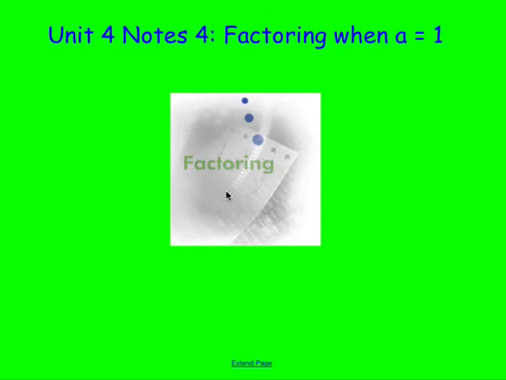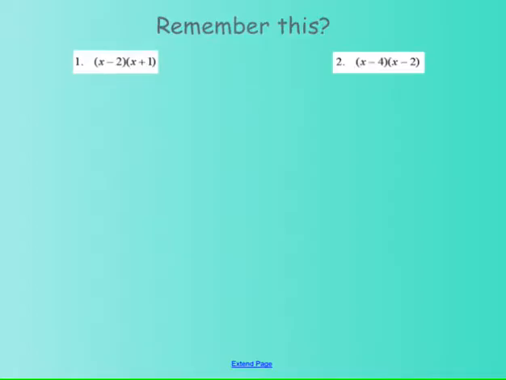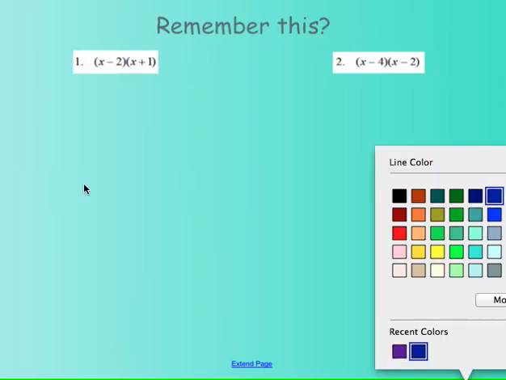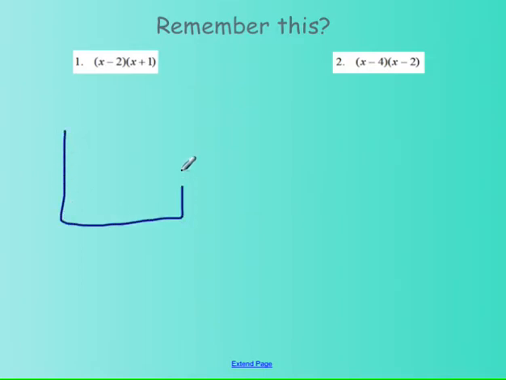We're going to be factoring when a is equal to 1. We're going to talk more about what that means in a second. But to start off with, I first want to take a little bit of a review of Unit 3. So I want to take a look at something we did in Unit 3, which was multiplying binomials. Now I've mentioned in class that Unit 4 is going to be basically undoing Unit 3.